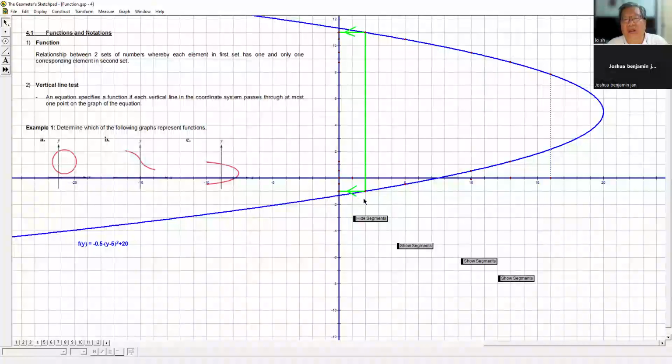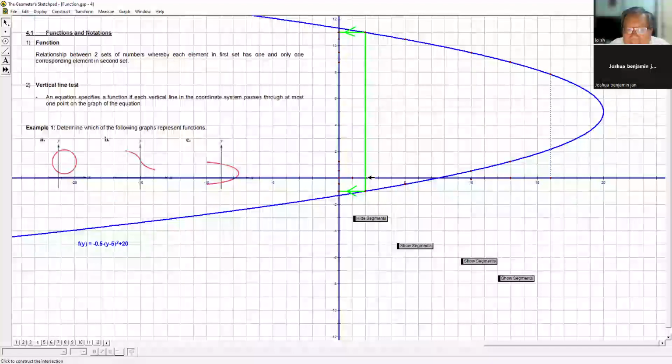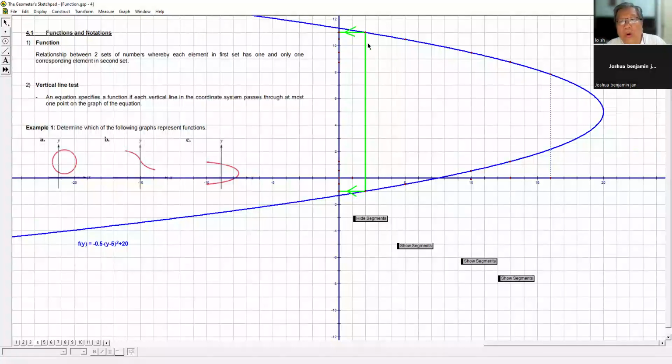So I take one number, 2. This number 2 here, I draw a straight line. Don't just stop at the x-axis. Go down some more. I see that they cut the graph at 2 points, one at the bottom and one at the top. So you don't expect the 2 points always to be above the x-axis. Sometimes they may cut above the x-axis at 1 point, and below the x-axis they cut at another point. So there are 2 points.